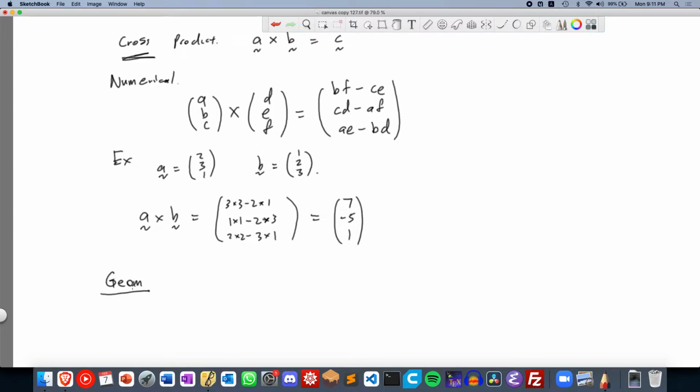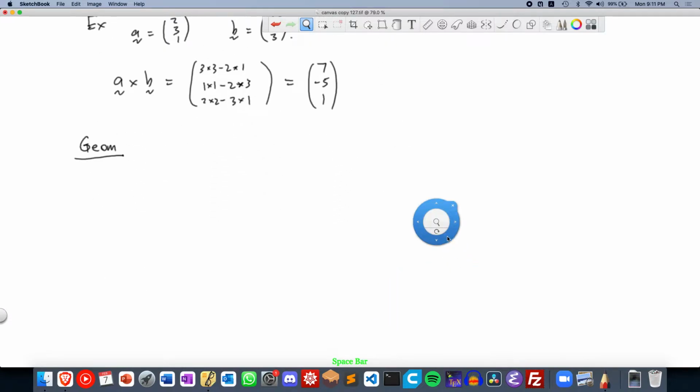But what is the geometrical picture? The geometrical picture is pretty interesting. It requires the third dimension to visualize. If you have two vectors A and B, and you take the cross product of them, the first step is to imagine the plane they span. Imagine the two vectors lie in a single plane. I'll talk more about this later.